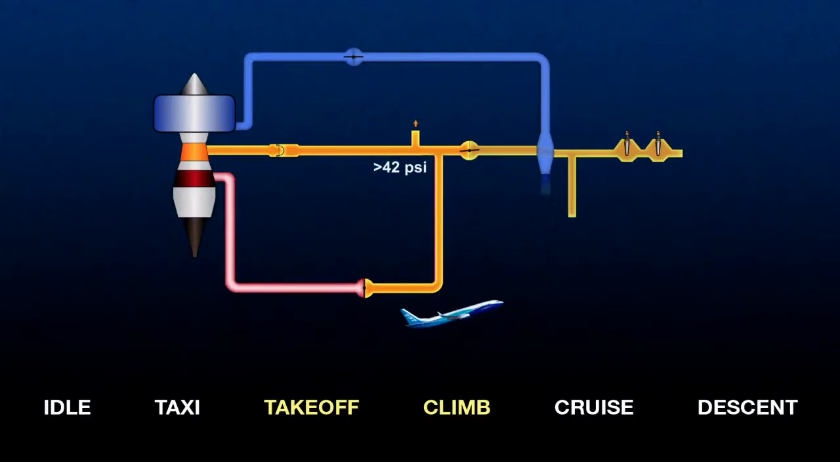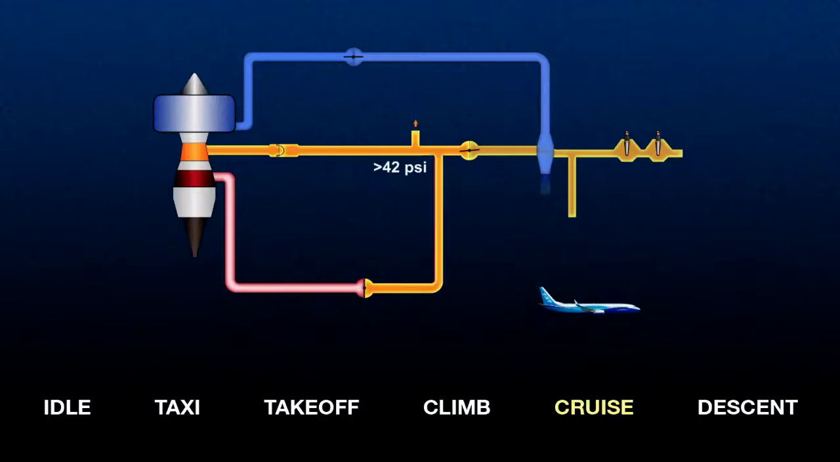Typically at the beginning of cruise, system pressure will be such that the check valve will be open and the system will still be using 5th stage air. Depending on the altitude, the air may be greater than 42 psi, so the PRSOV will be regulating the pressure. Also, the temperature may be 390 degrees Fahrenheit or more, so the PCCV will open to regulate the temperature.